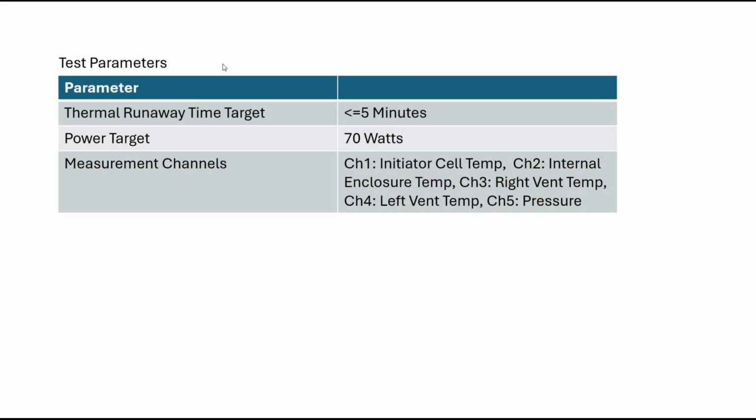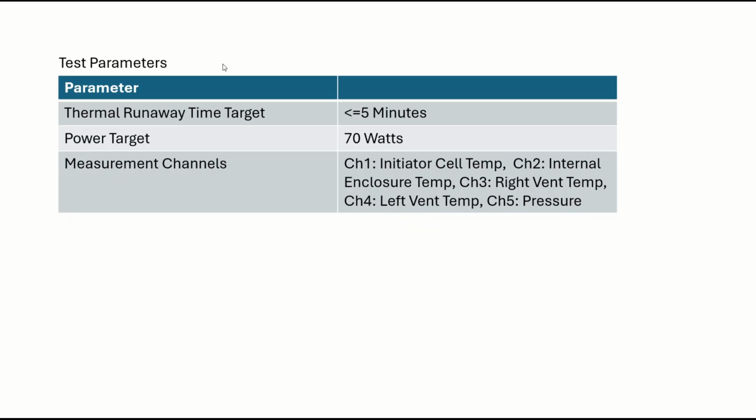Before we get started, let's talk about some initial test parameters. Our thermal runaway time target is we want to set the cell off into thermal runaway within 5 minutes, so less than or equal to 5 minutes. This is in line with test standards such as SAE J2464, which calls out setting the cell into thermal runaway within 5 minutes. Our power target to achieve this will then need to be around 70 watts.